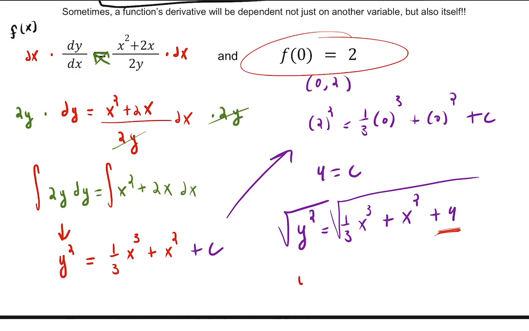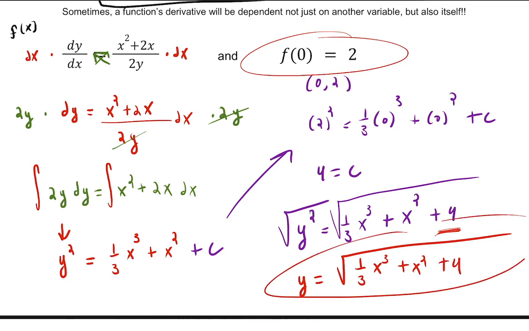So what we wind up with here is just y equals the square root of 1/3 x cubed plus x squared plus 4. And this would be our final answer, just the positive version of that. Okay? And so that is separable differential equations.